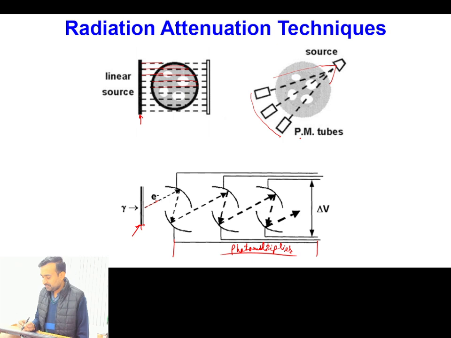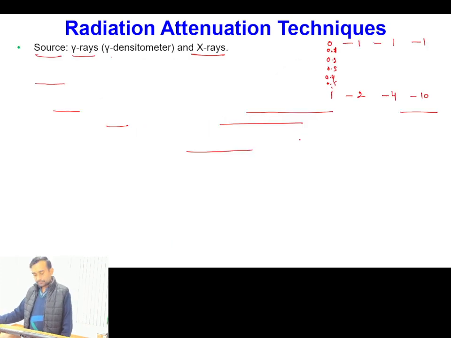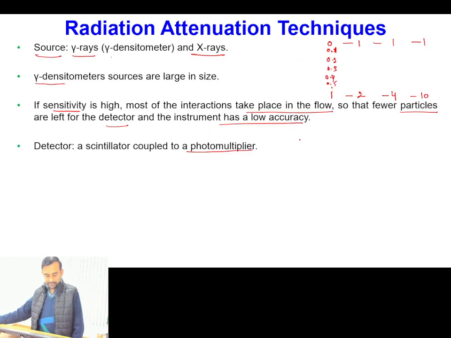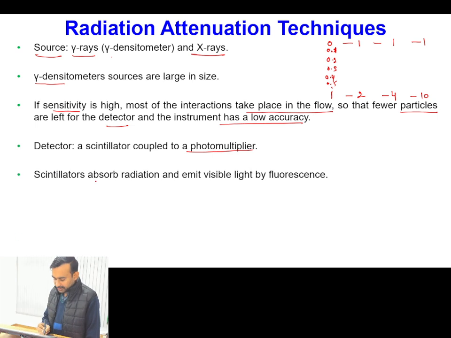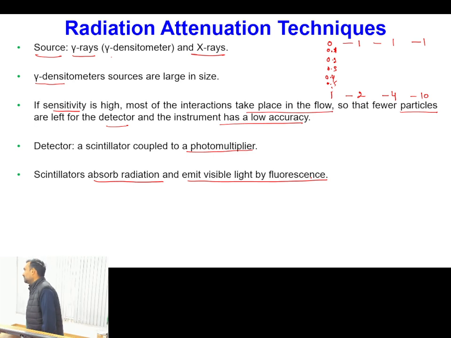Now you can see here what I have written, PM tubes. These PM tubes are nothing but photomultiplier tubes as the detectors along different orientations. Is this point clear? Now scintillators absorb radiation and emit visible light by fluorescence, and this visible light falls on the photomultipliers. What are the photomultipliers? They receive the visible light and produce the electric signal.